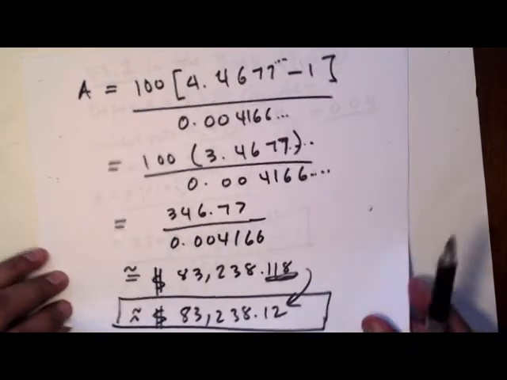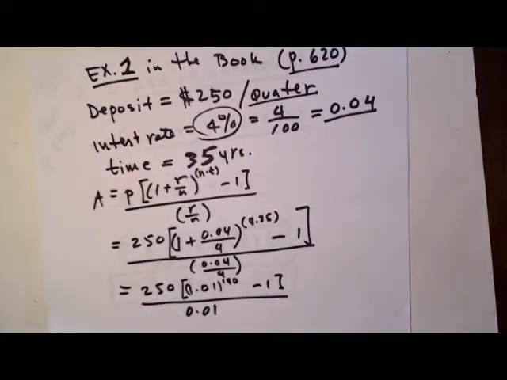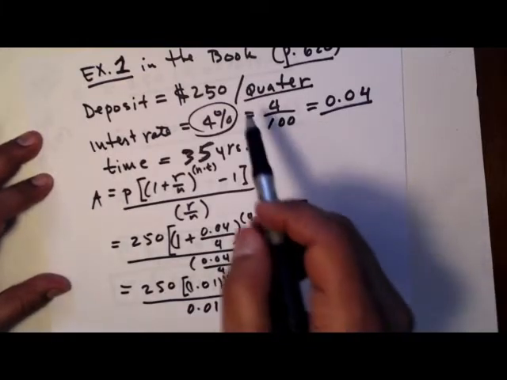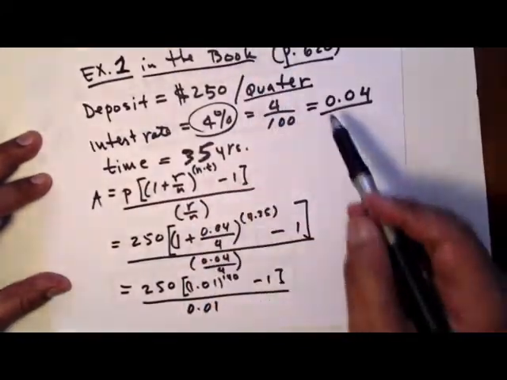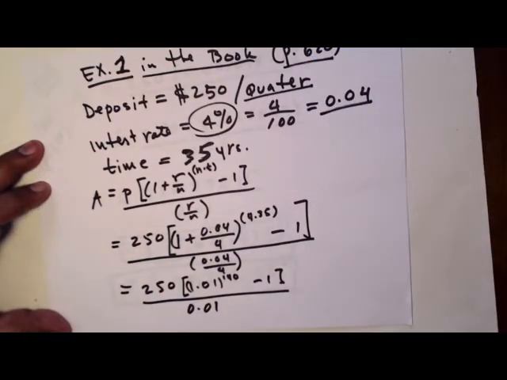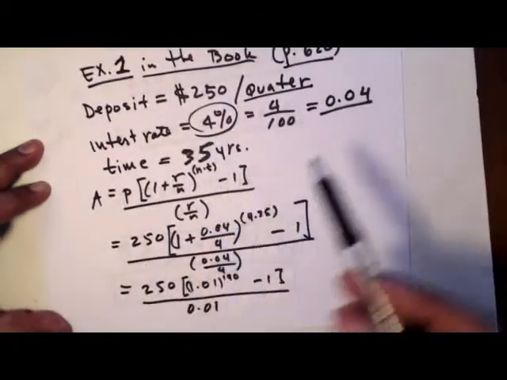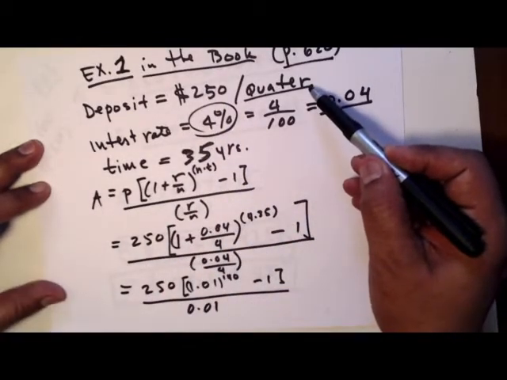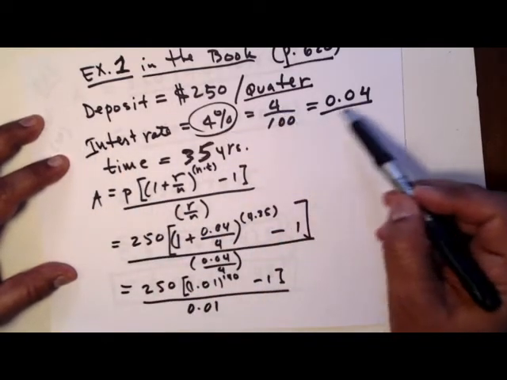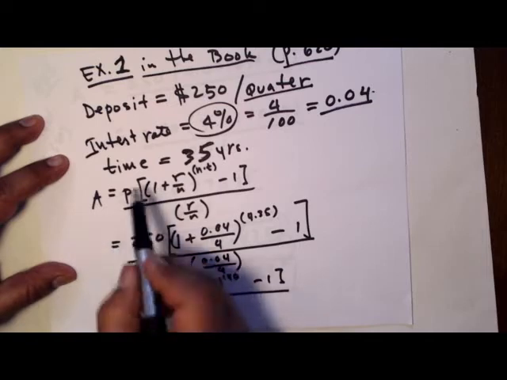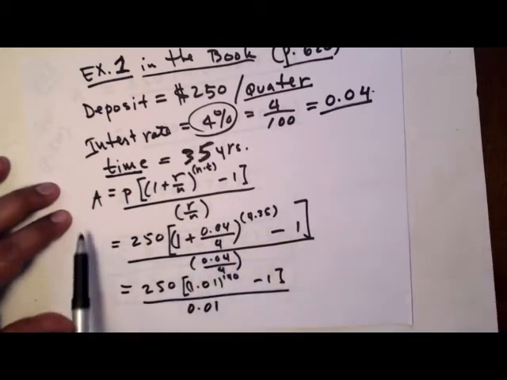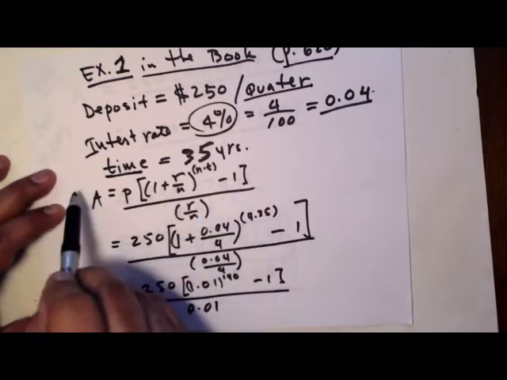Okay, so let's move on. Now let's do example 1. In example 1 in the book, page 620, a family is depositing $250 every quarter. The interest rate is equal to 4%. It's 4 over 100. You get 0.04. And the time is in years, 35 years that they're going to do this. And you have your formula here.